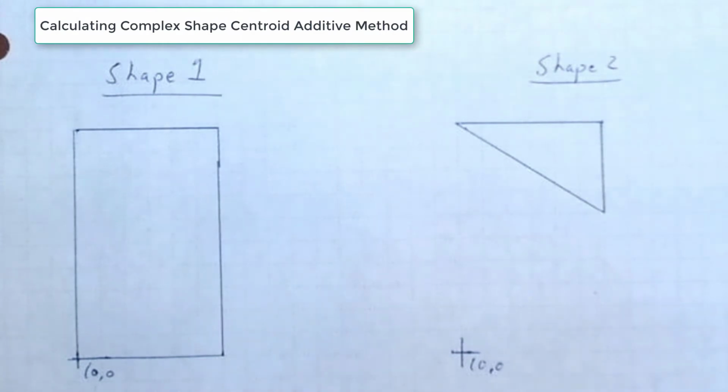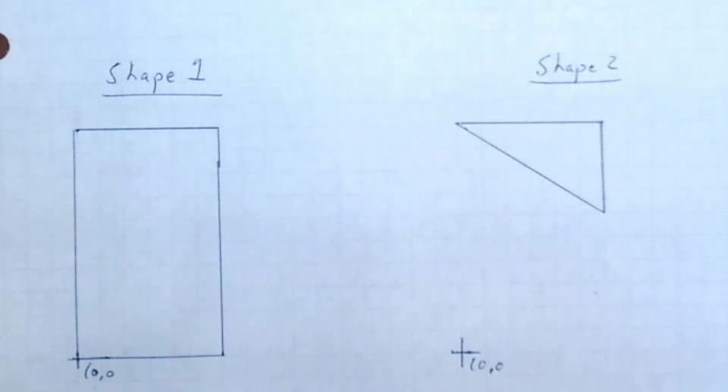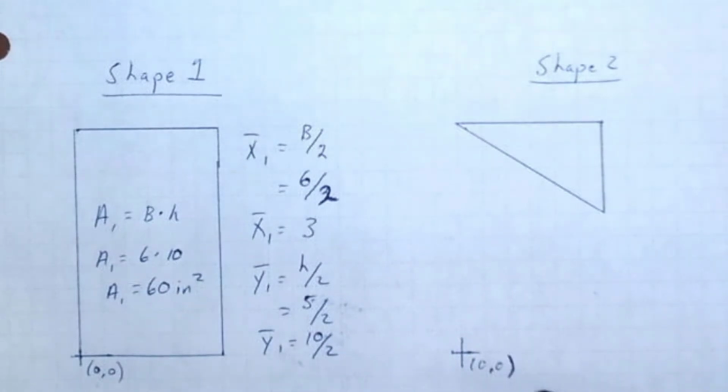Go ahead and pause the video, take a second, see if you can solve for x bar, y bar, and area of shape 1, and we'll come back and go over the right answer here. X bar equals 3, y bar is 10 divided by 2, y bar equals 5.